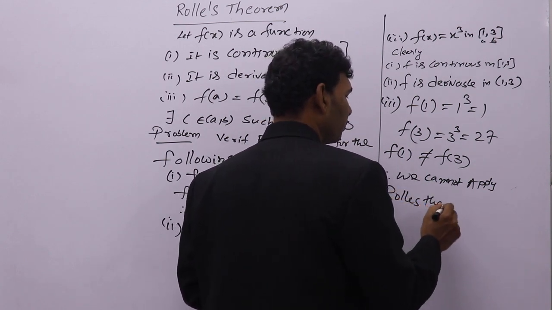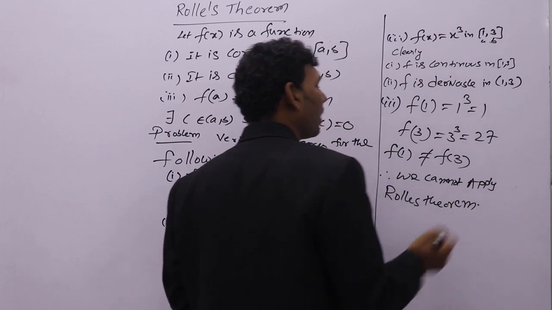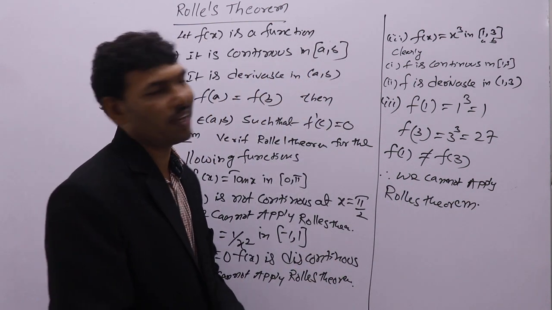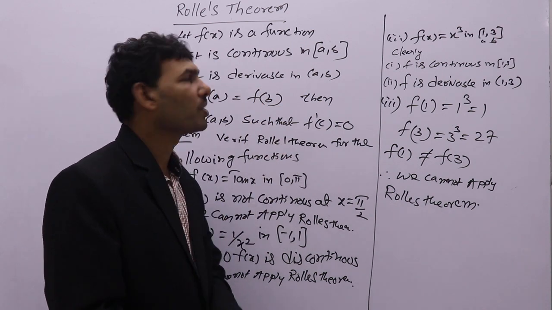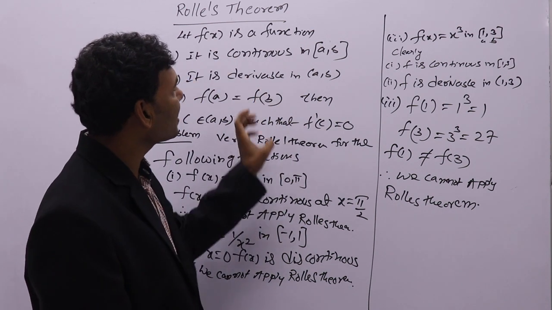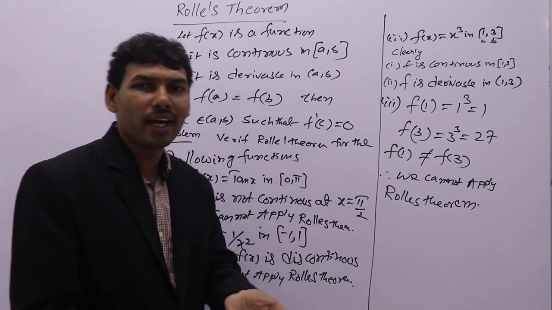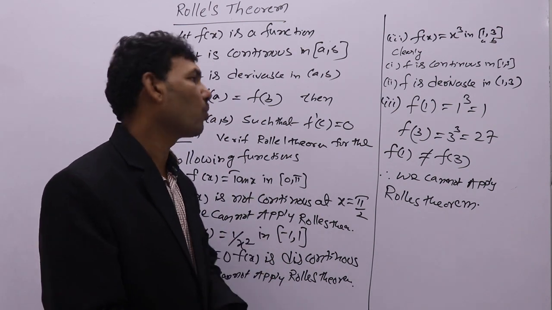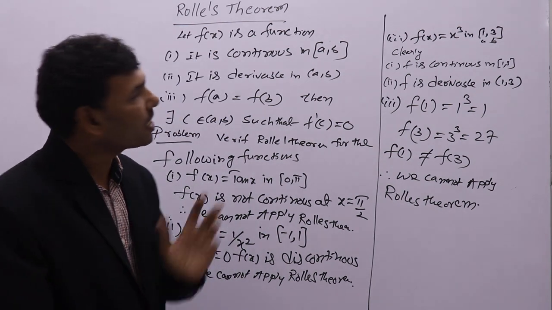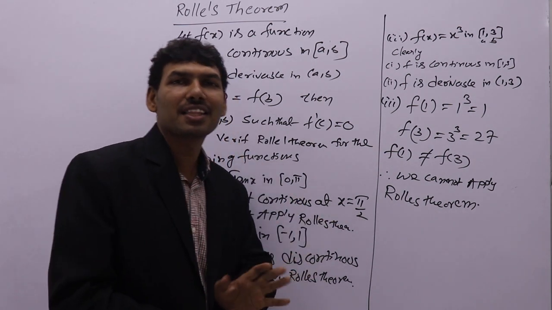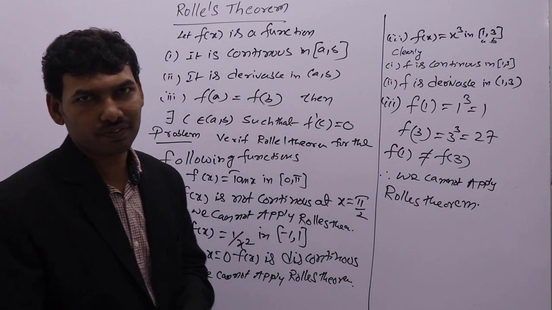Rolle's theorem. So when can we apply Rolle's theorem to the given function? Whenever it satisfies these 3 conditions only. If the given function satisfies these 3 conditions, then only we can apply Rolle's theorem. That we will discuss in the next problem, where the function satisfies 3 conditions.